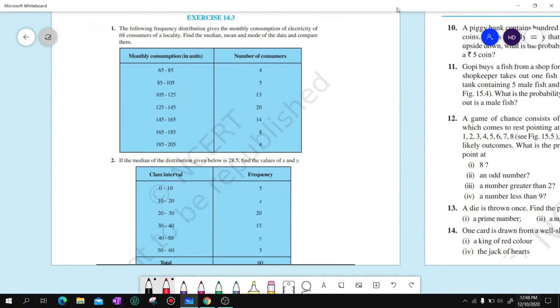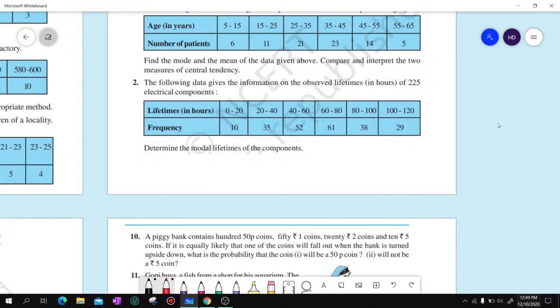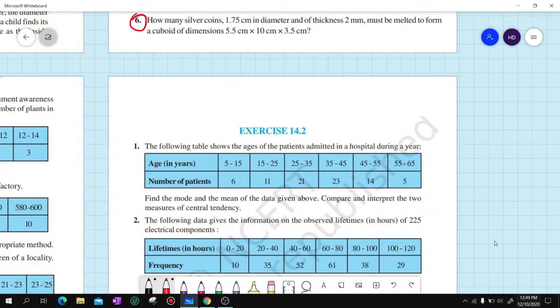The x, y values, see here, x is equal to 8, y is equal to 7 is the answer. Median is 28.5. Very important. The chance of it occurring in the public or board exam paper is more than 100%. 100% chance there.